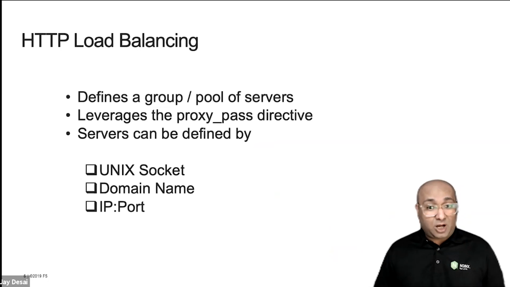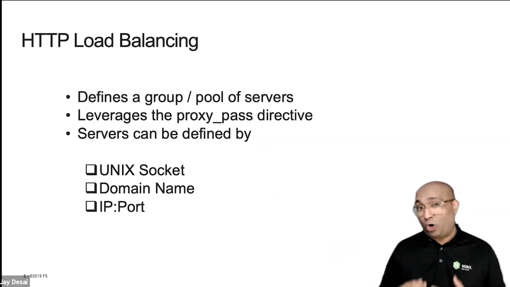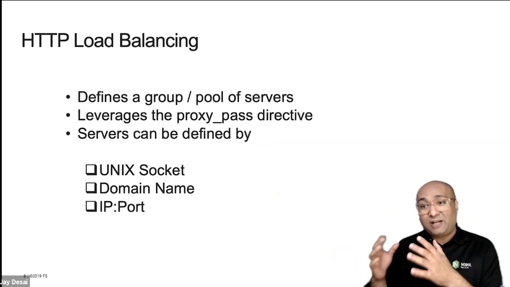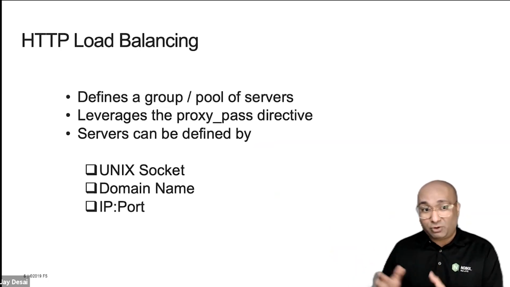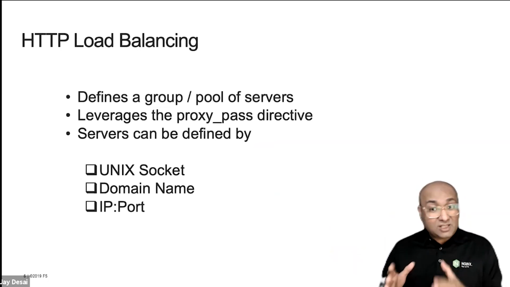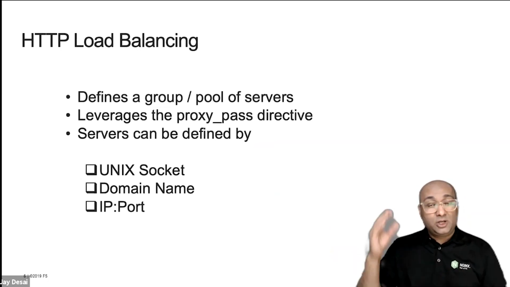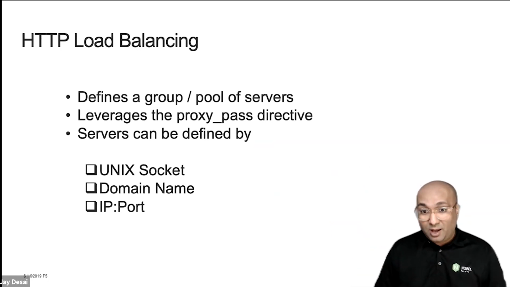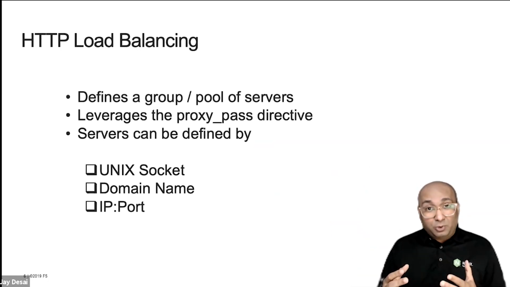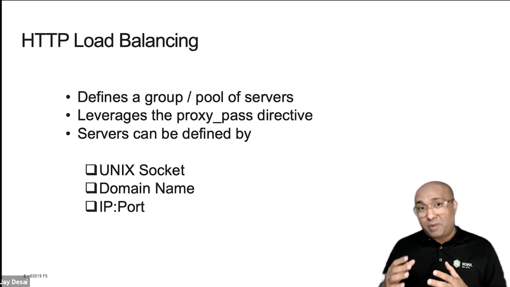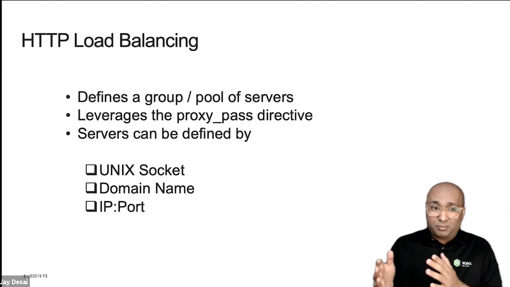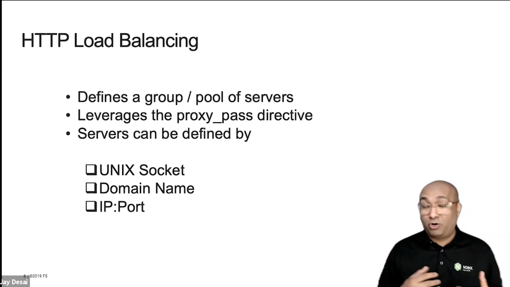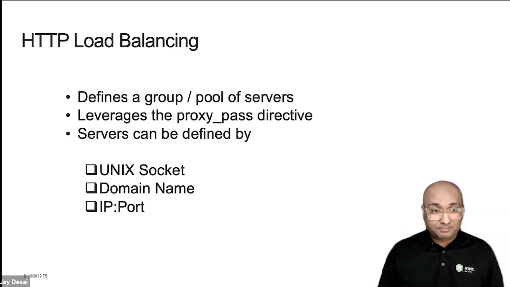In order to set up load balancing with NGINX, you define a group or a pool of servers that will handle all of these incoming client requests. This is managed by the proxy pass directive, which passes on these requests to the pool. Servers within the pool can be defined by a combination of their IP address and port number, or a domain name, or even a Unix socket.